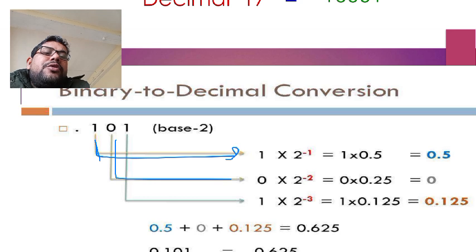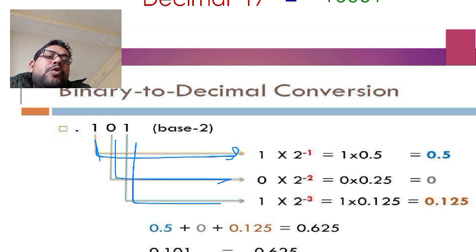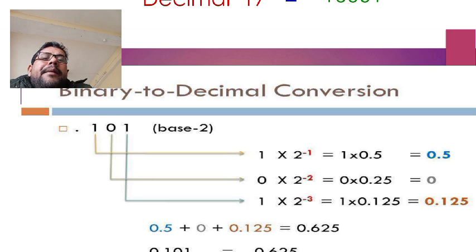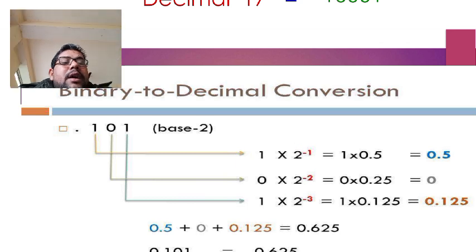So we start with the first number times 2 to the power minus 1, and next we take the next number from the left-hand side times 2 to the power minus 2. If another number is there, then we also write it times 2 to the power minus 3, and so on. In this way we can do the binary to decimal conversion when a binary number starts after the fraction point. This is how we calculate it.